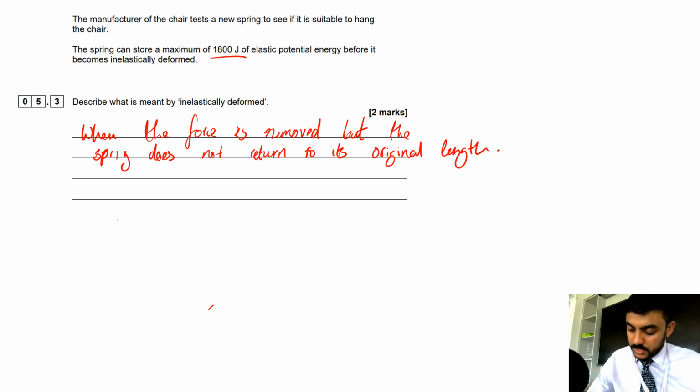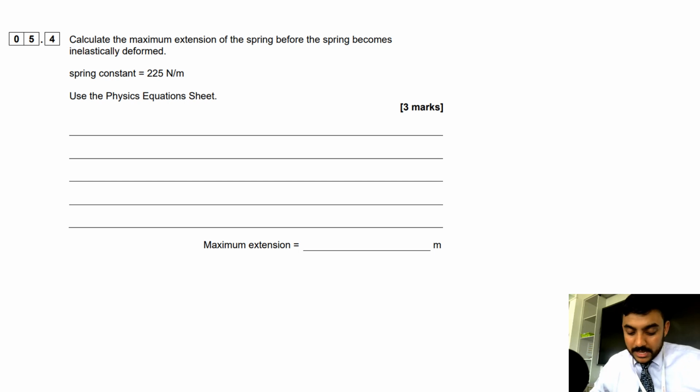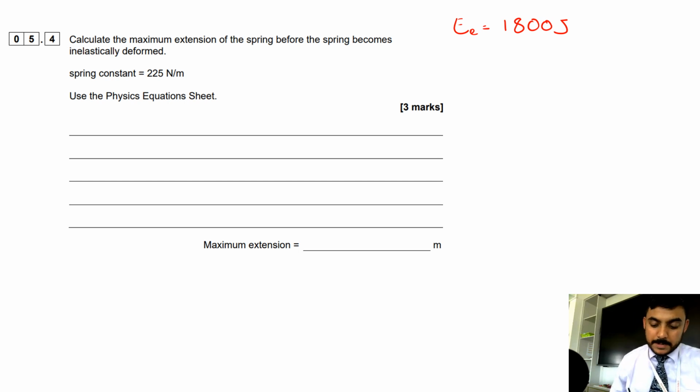That's inelastic deformation. And this spring can store a maximum of 1,800 joules before being inelastically deformed. If you put in 1,801 joules, it won't return to its original shape. Calculate the maximum extension of the spring before it becomes inelastically deformed. Remember, the maximum energy that you can put in, the elastic potential energy, is 1,800 joules. So here we have the energy, and then we're asked to find the extension.